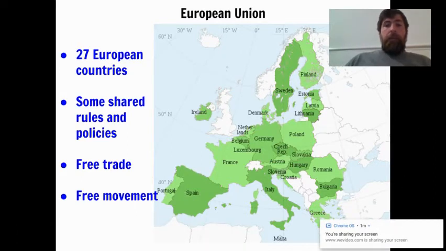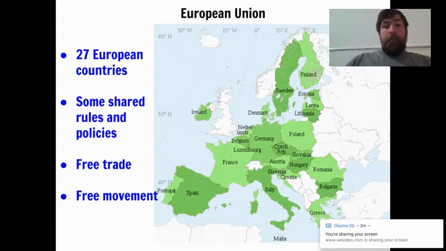So the European Union, as we discussed in class, is both economic and political. It involves 27 European countries, which you can see pictured here. It used to include the United Kingdom, but recently they exited. Brexit, we talked about that in class as well. All of these countries gave up some of their sovereignty, which means some of their ability to decide what happens to their country. They gave up some of their control over their own country and accepted some shared rules and shared policies that all countries in the European Union accept.